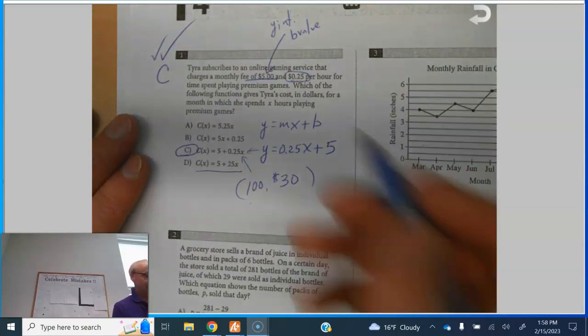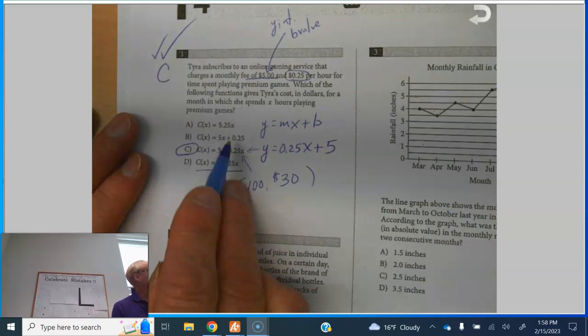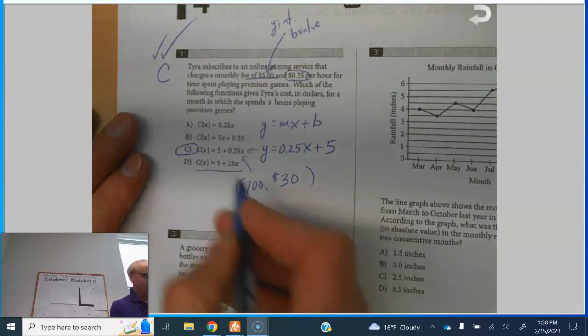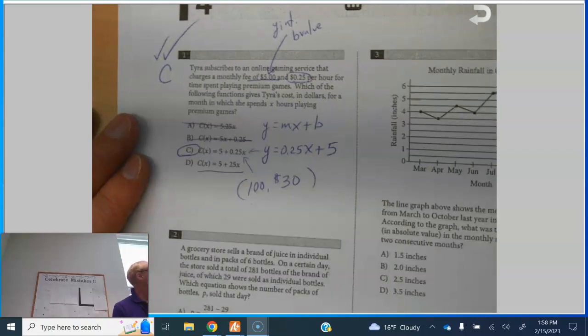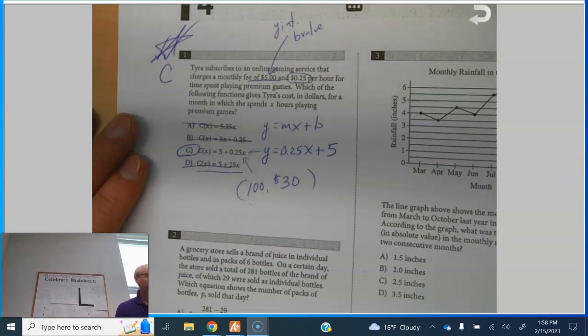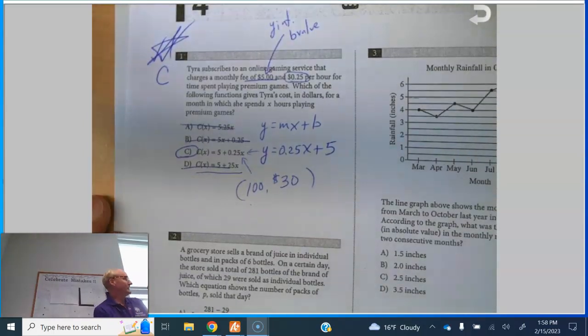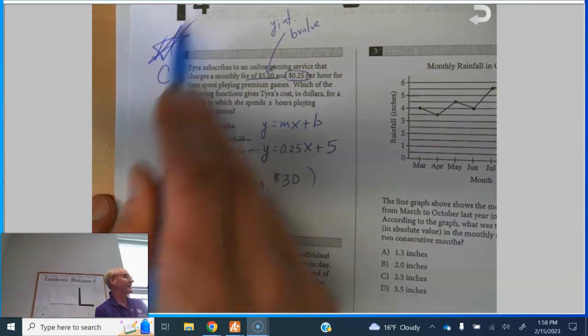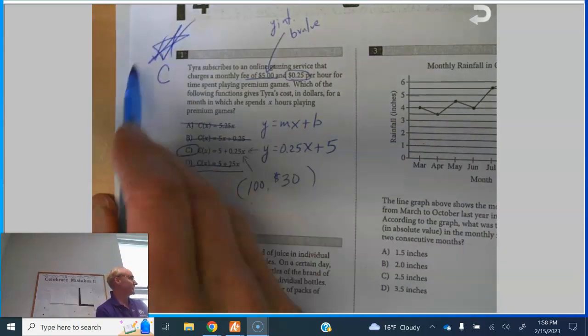In fact, 0 hours costs exactly $5, doesn't it? Which means these two are absolutely wrong, and I know why this one's wrong, so I'm going to put a star by it. Now, what I wanted to demonstrate is how you upgrade your answer from maybe a check up to 2 checks up to a star.